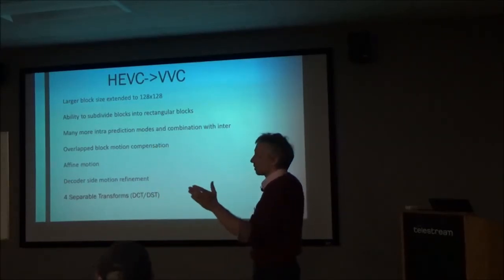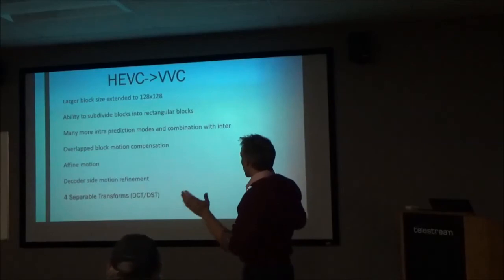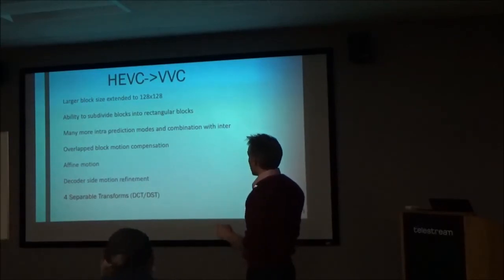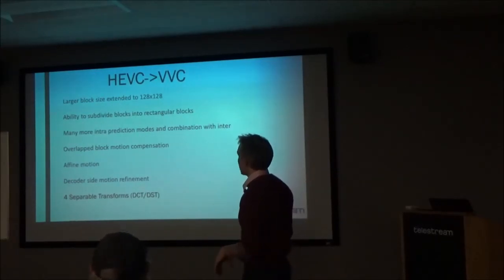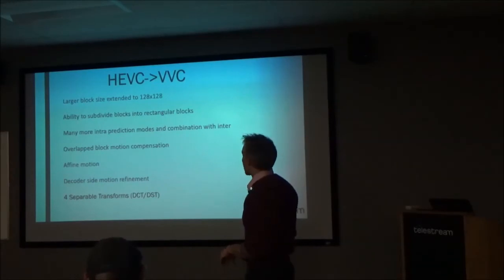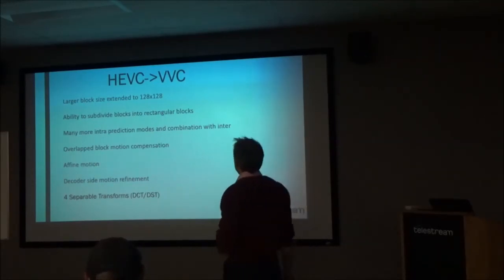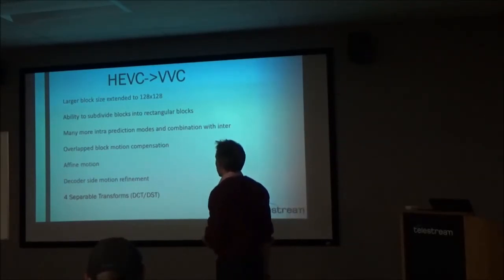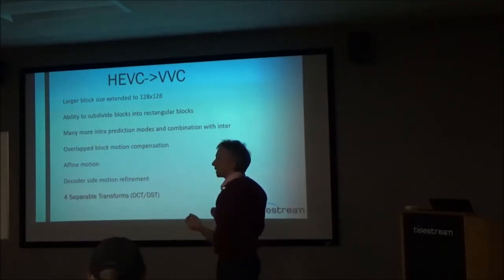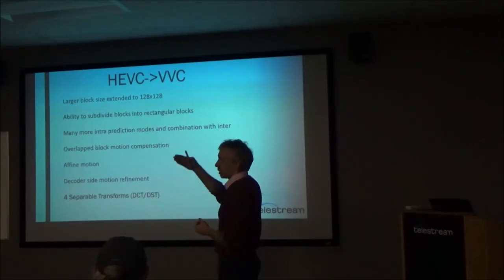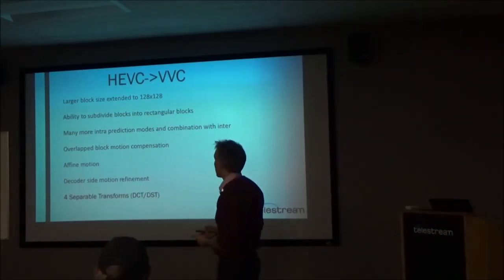Larger block size: we've gone from 64 by 64 to 128 by 128. We're not limiting ourselves to square blocks now; we can have rectangular blocks. Many more inter-prediction and intra-prediction modes, and the ability to combine them together. Maybe we use another block within the picture and something from a different picture and combine them together to try and predict what our block's going to look like. The other ones I'm going to explain with slides.